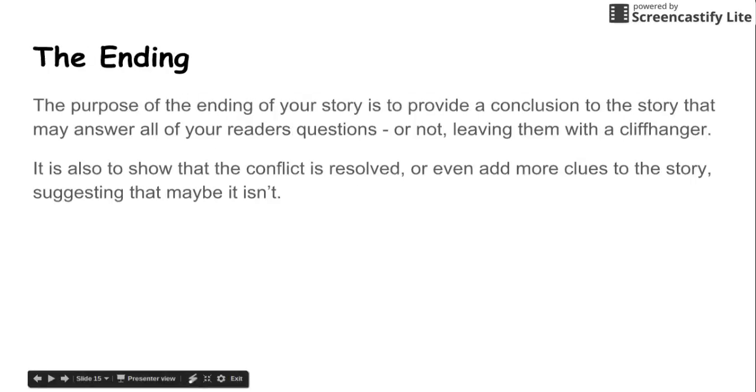The ending. The purpose of the ending of your story is to provide a conclusion to the story that may answer all of your readers' questions or not, leaving them with a cliffhanger. It is also to show that the conflict is resolved, or even add more clues to the story, suggesting that maybe it isn't.